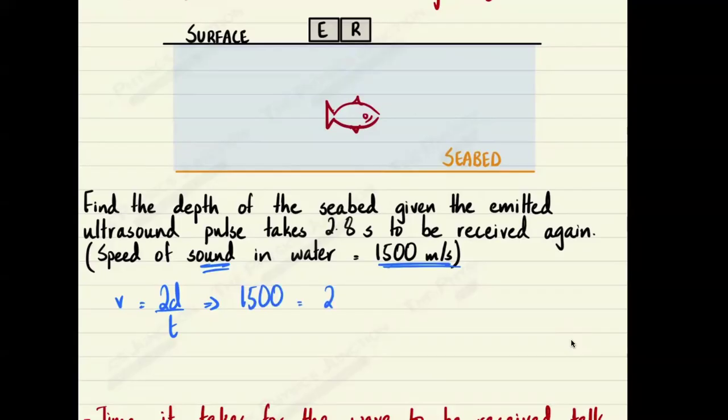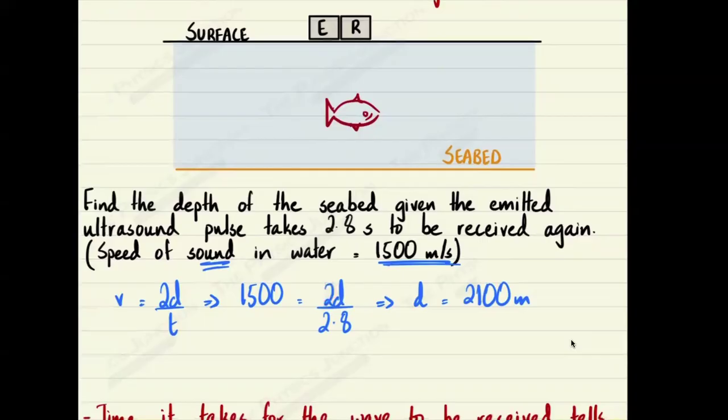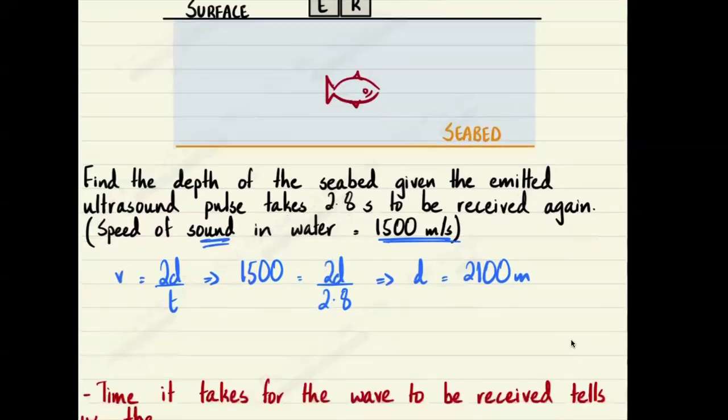Now, some of you might have also realized this, and this is exactly the thinking I want to inculcate in you guys, that if it takes 2.8 seconds to go from here to here and then come back, then I can also say that one way it takes just half of that. It takes 1.4 seconds. So you could have also done it using that, but in that case you would not use 2d, right? Because that's just one of those depths, one of those distances you're traversing.